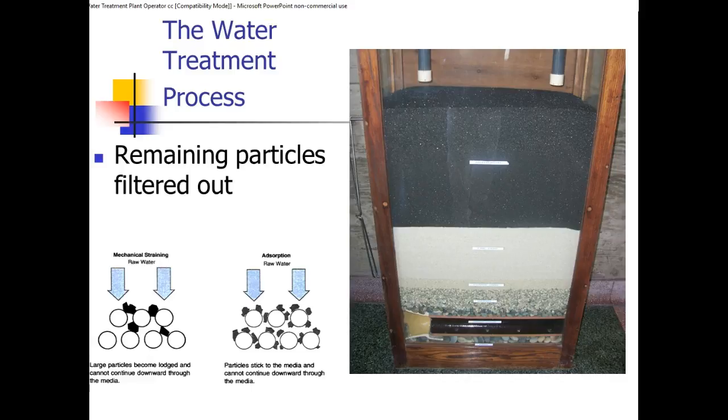So here we're looking at basically a cutaway of some filtration. We've got anthracite and granite and coal and gravel and many different things. We have mechanical straining of raw water, and large particles become trapped and cannot continue downward through the media. And then we have absorption of the raw water. The particles stick to the media and cannot continue down through the media.